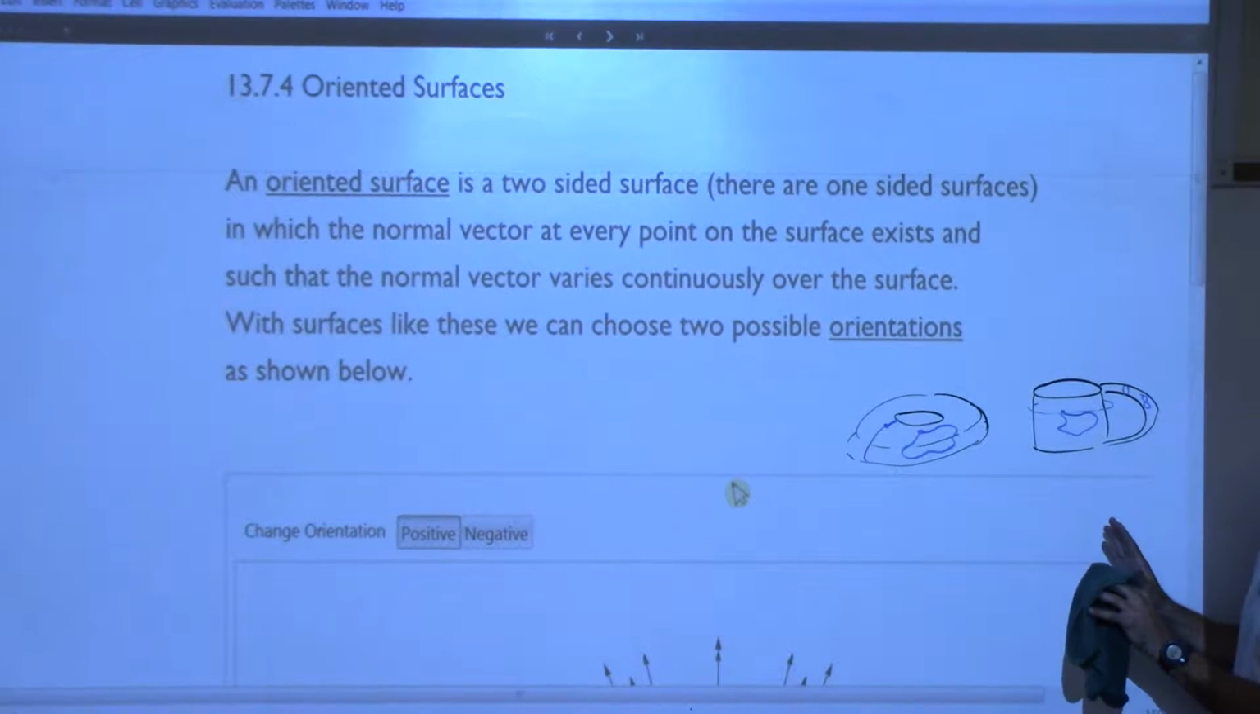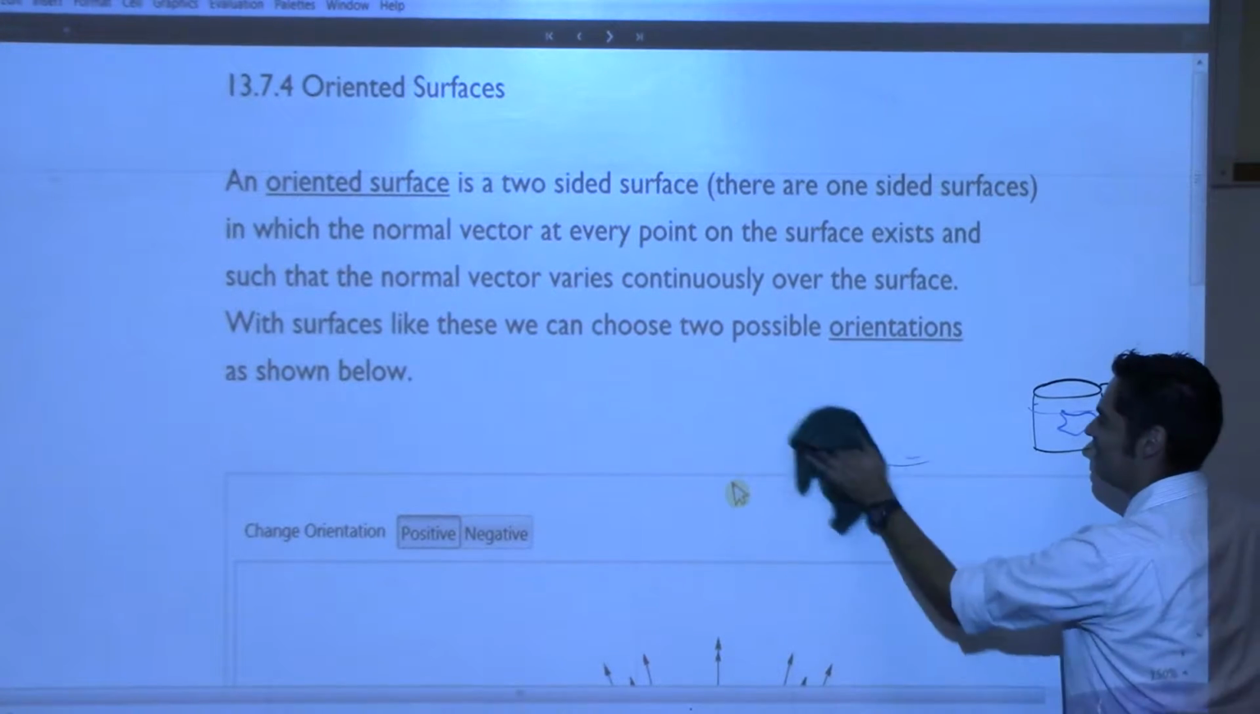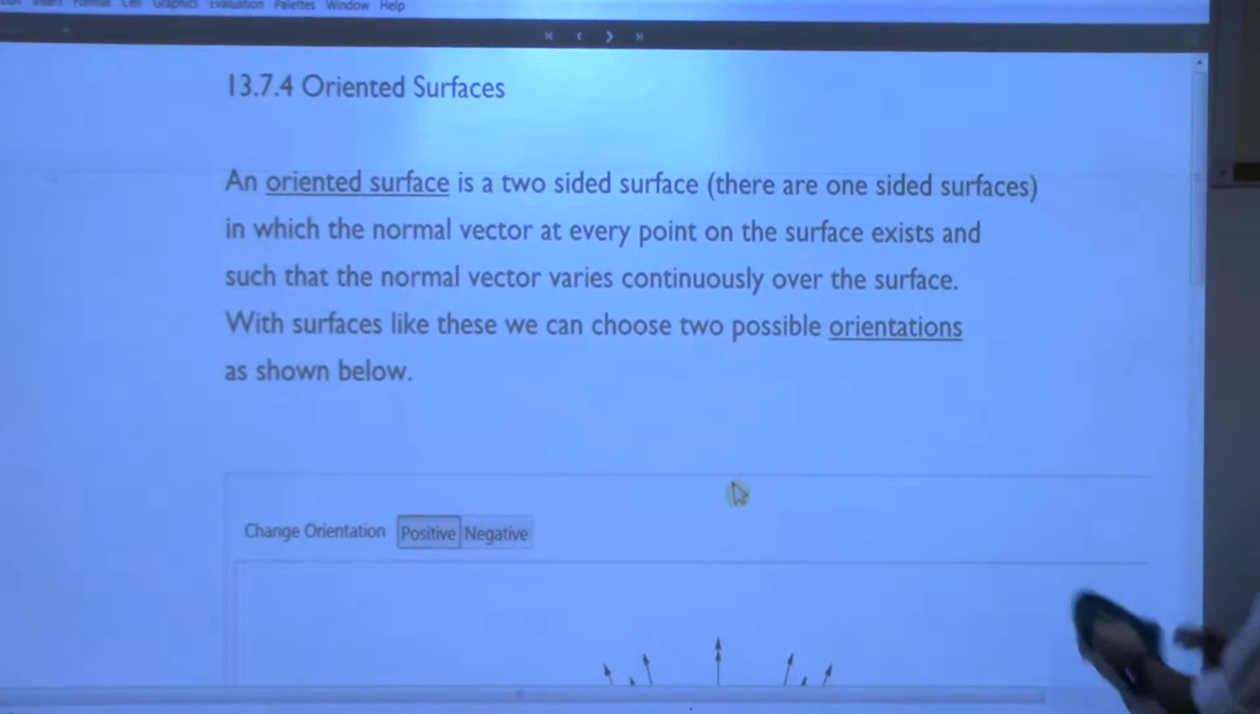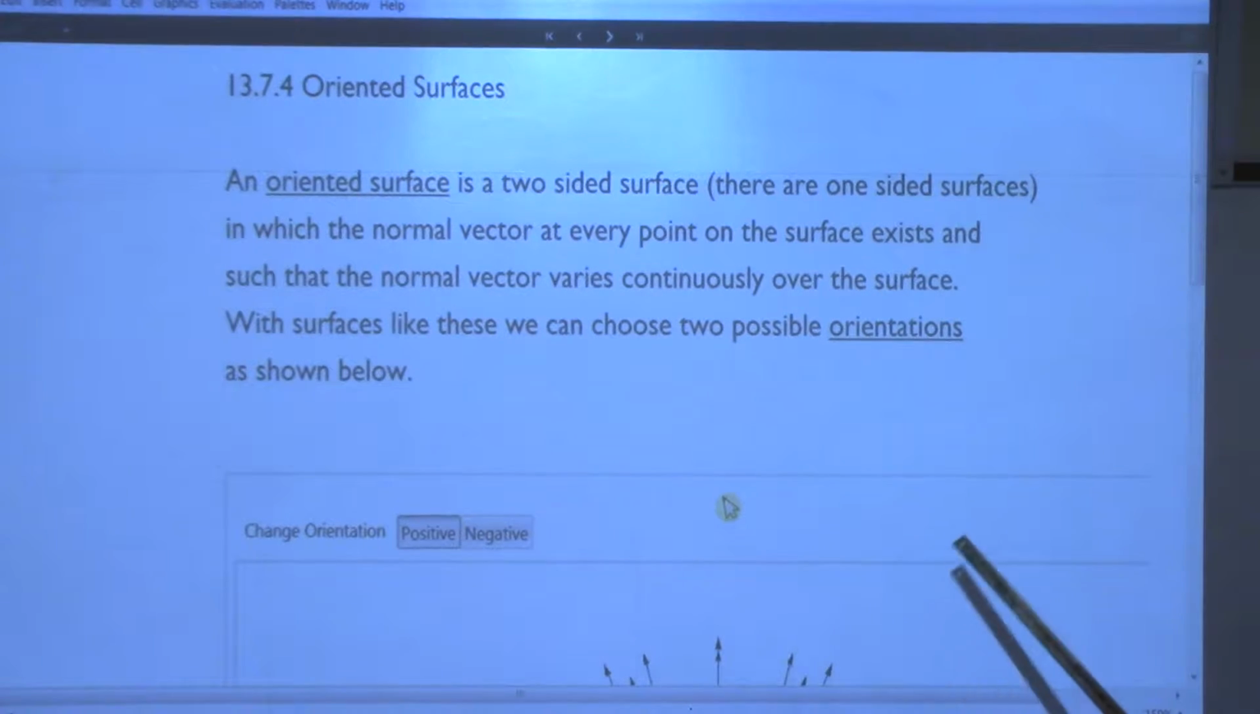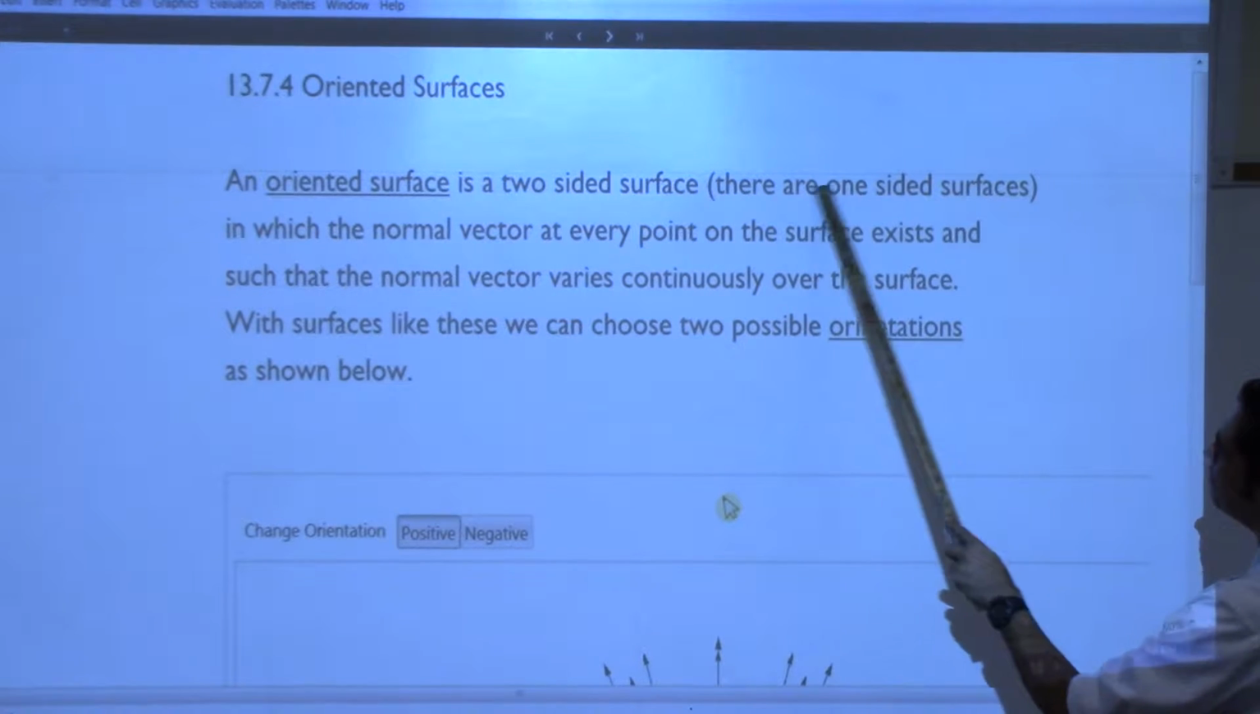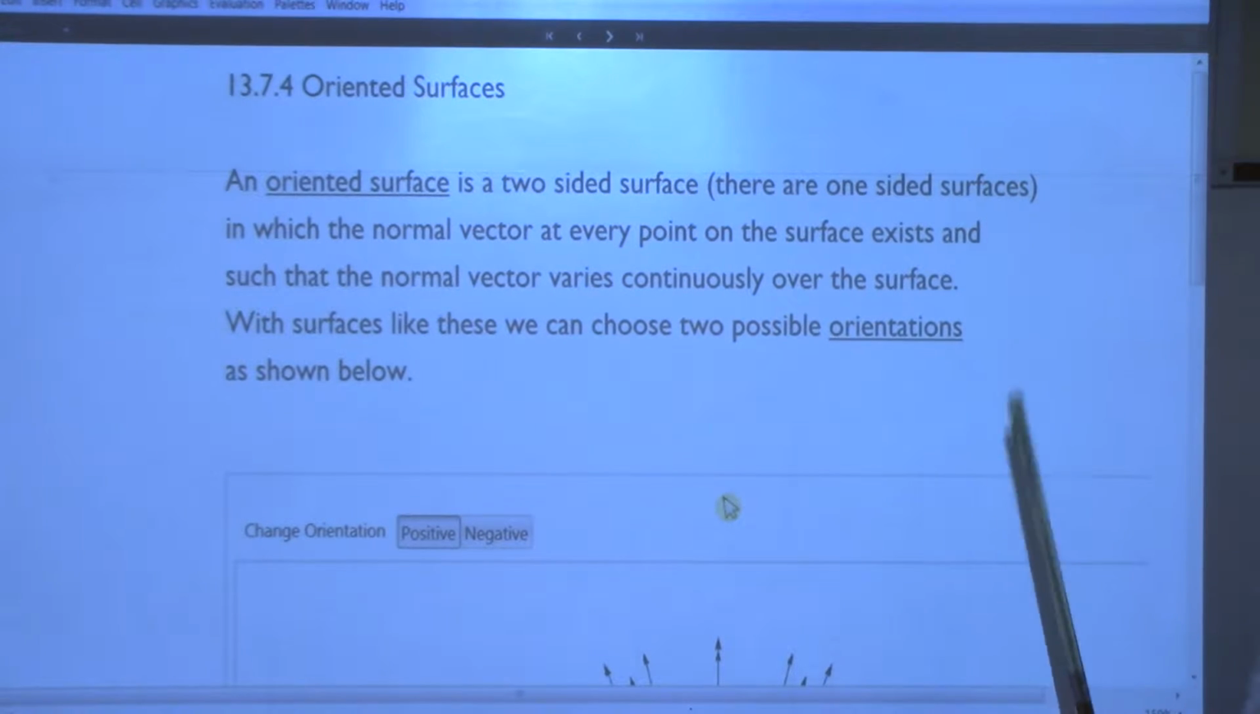In layman's terms. Coffee cup and a donut. Yes, yes. All right, oriented surfaces. See how that little, I should just take that out of my notes. That just wasted 5 minutes.